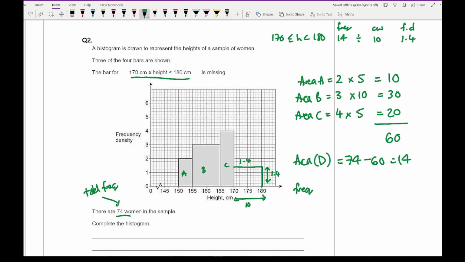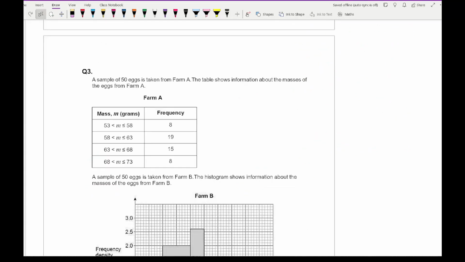So moving on to question 3, it says that a sample of 50 eggs is taken from farm A.